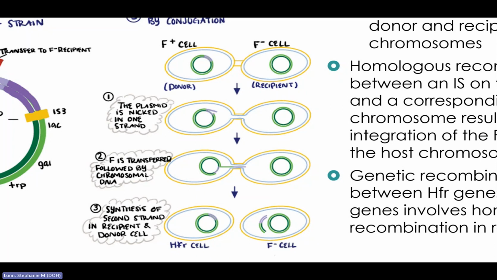However, the recipient cell remains an F negative cell and receives a linear fragment of donor chromosome attached to part of the F plasmid. And so in order for the donor DNA to survive, it must recombine with the recipient chromosome after transfer. So like transformation and transduction, genetic recombination between Hfr genes and F negative genes involves homologous recombination in the recipient cell.